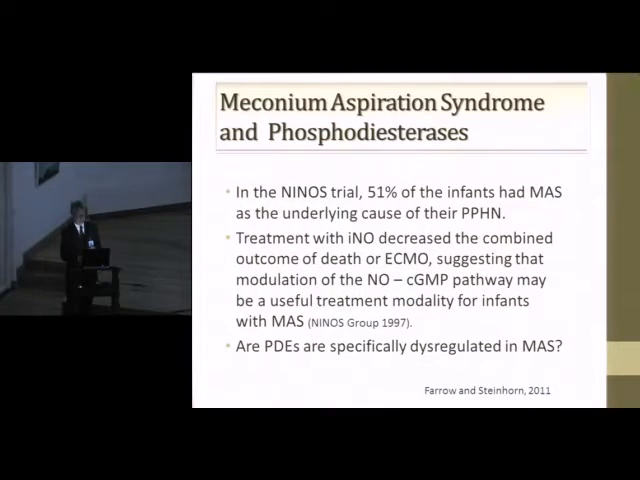If you remember that in the NINOS trial, and this is true of the other trials as well, for nitric oxide, 51% of the infants had meconium aspiration syndrome as their underlying cause, so a large number of those babies were in the NINOS trial. And as Judy again said, treatment with inhaled nitric oxide decreased death and decreased ECMO, but that was the suggestion that the nitric oxide cGMP pathway might work. But are PDEs, as a part of this, specifically dysregulated in meconium aspiration syndrome? And I don't think we know.